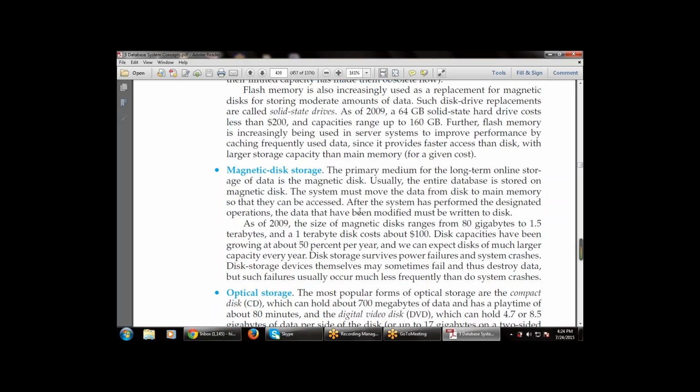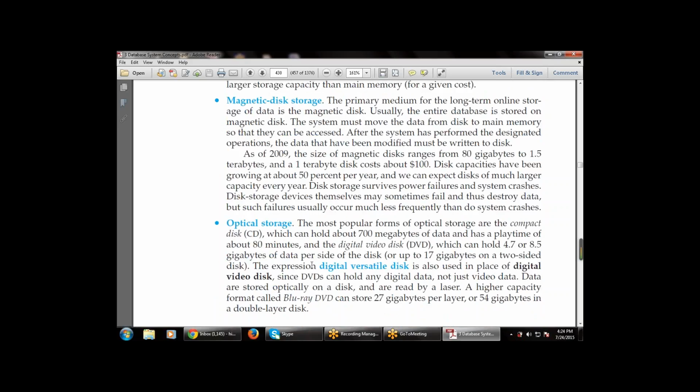Then magnetic disk storage, that is how to store the data on the magnetic disk, which is also a physical storage medium. Then there is the optical disk, that is the CD-ROM, a compact disk read-only memory, and the DVD, a digital versatile disk or digital video disk.